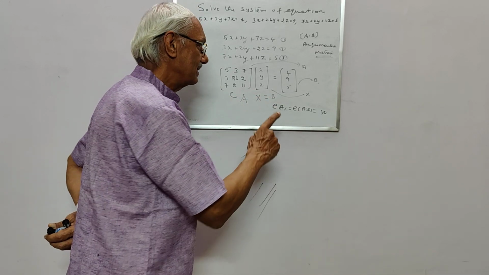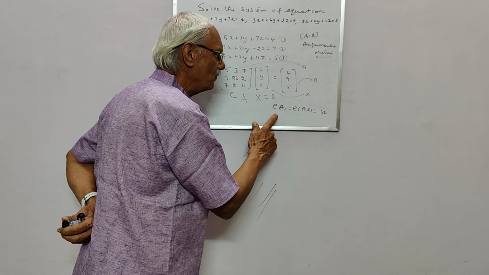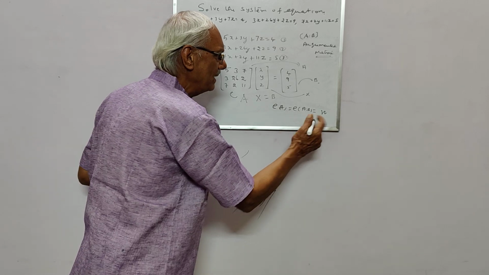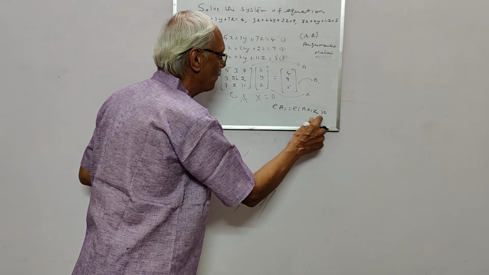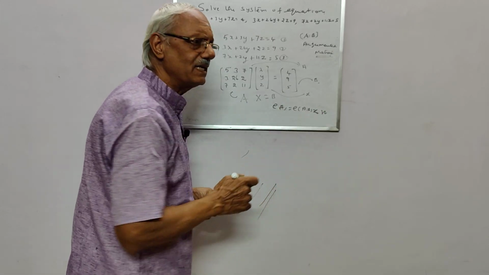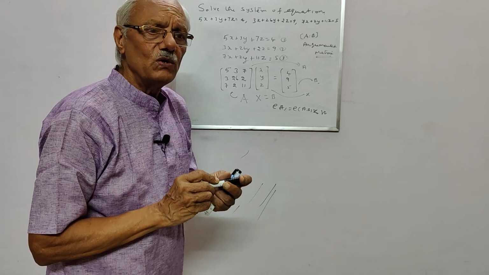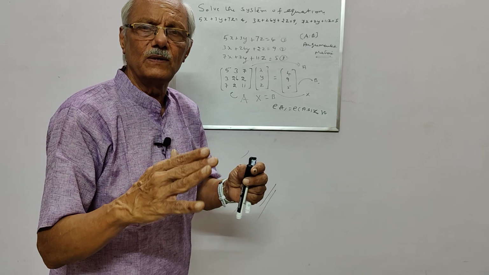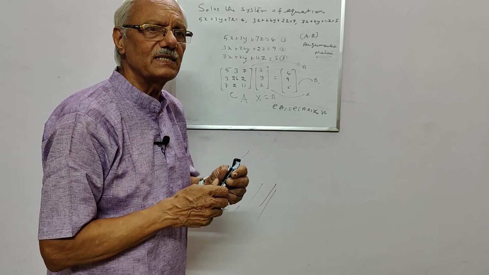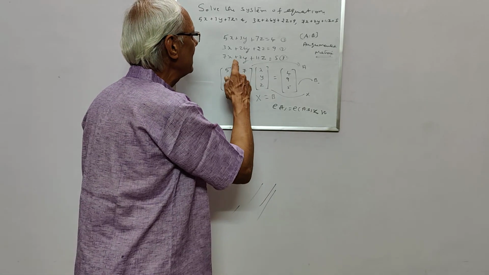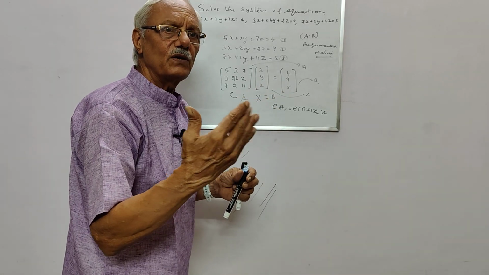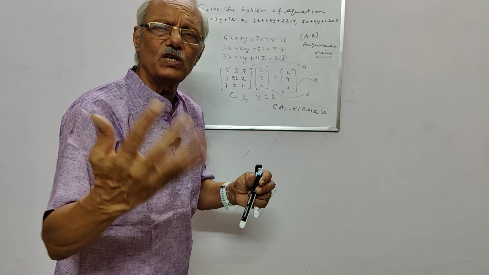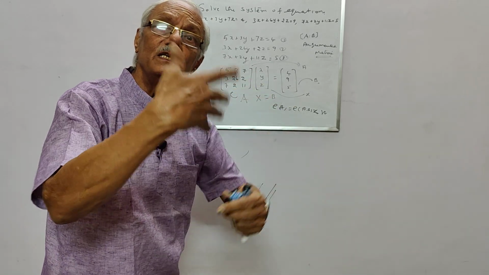Then the second one is, if the rank of A is equal to the rank of [A|B], but it is less than the number of unknowns, then you'll see that an infinite number of solutions are possible. Infinite number of solutions in the sense that this x value will be equal to k, and k can be given 1, 2, 3, any value you can give. So x will take any number of values.